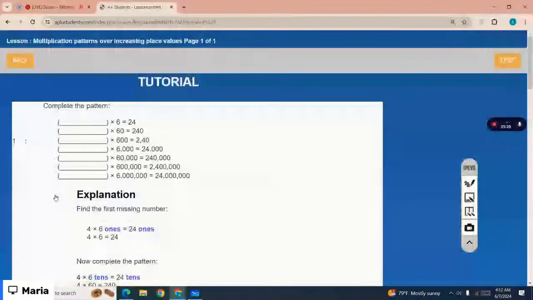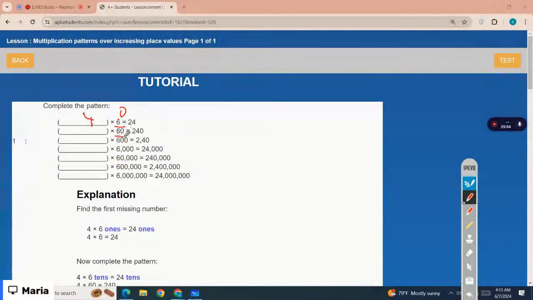Okay, you have to complete the pattern, right? The pattern means there must be something similar here, right? So what is similar and how the pattern is growing, let's just understand. 6 times what number is 24? You have to find the number. 6 is a one digit number. So the other one digit number is 4, because 6 times 4 is 24, right?